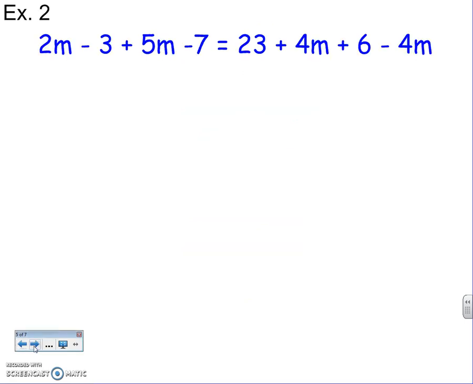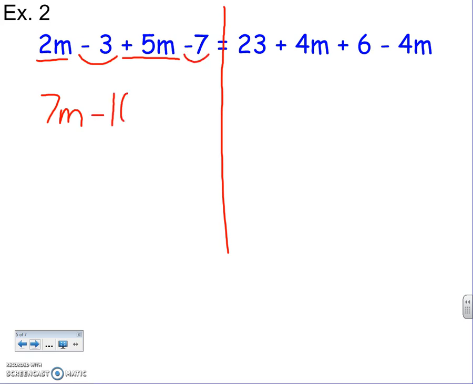Example 2, prepare the problem. There's no distributing because there's no parentheses, but there is combine like terms. So I'm going to keep this separate. I'm going to draw a line here so we don't mix it up. On the left side, I have a lot of m's and numbers without m's, so I'm going to combine them. So 2m, that's positive 2m, plus 5m. So positive and positive makes a bigger positive. 2 plus 5 is 7m. And negative 3 minus 7, that's 2 negatives. When you subtract from a negative, it gets smaller, so it's negative 10. That is my left side.